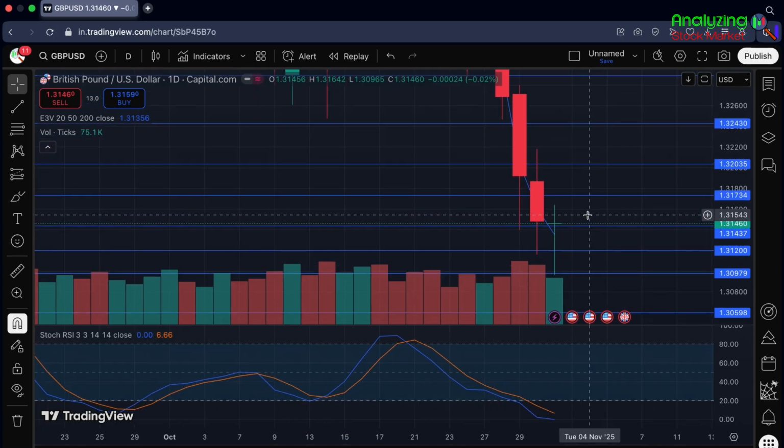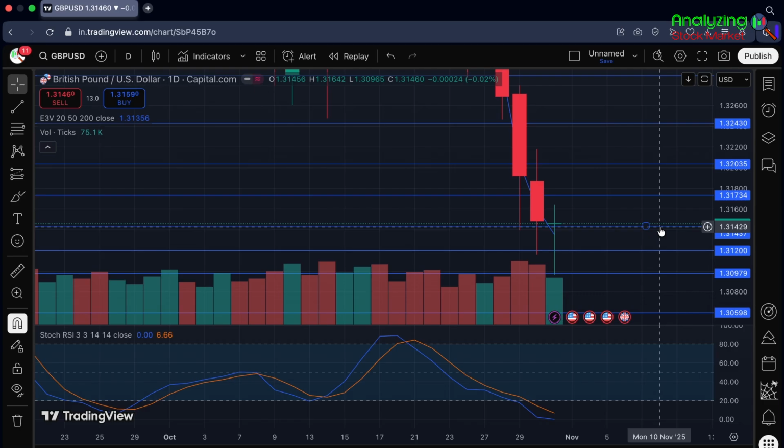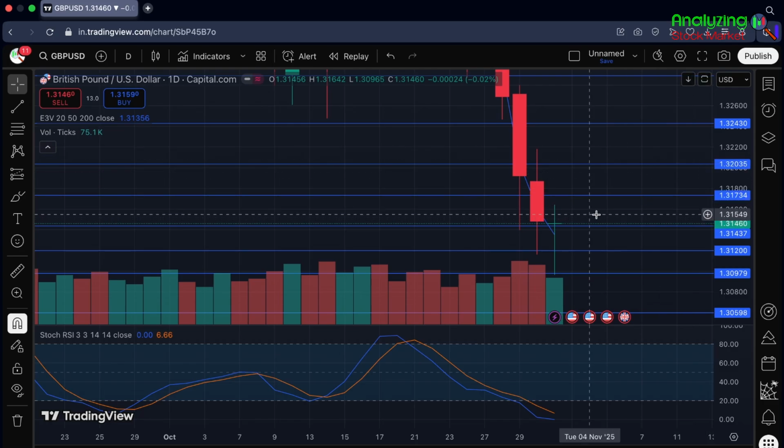Here the direct support is 1.31437 and the direct resistance is 1.31734. After the direct support, there is a support of 1.31200 and then 1.30979. After the direct resistance, there is a resistance of 1.32035 and then 1.32430. So these are the important support zones and resistance zones which will help you to take better stop loss and target levels according to your bias.